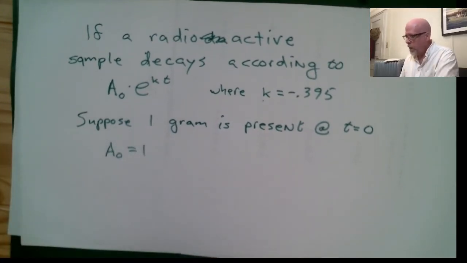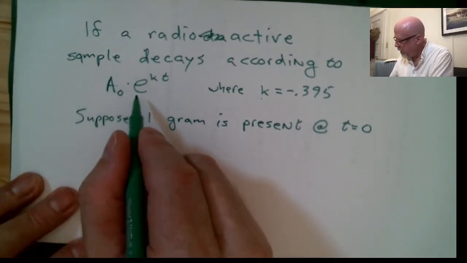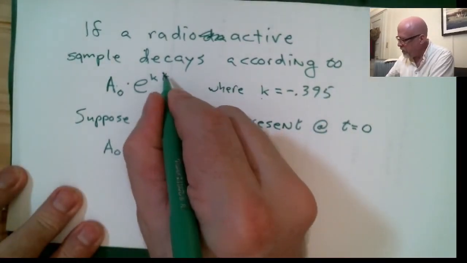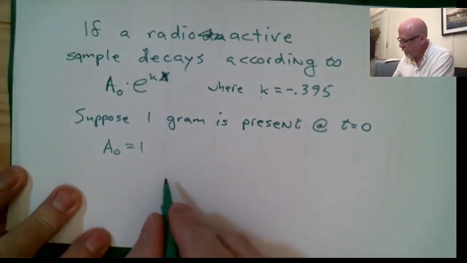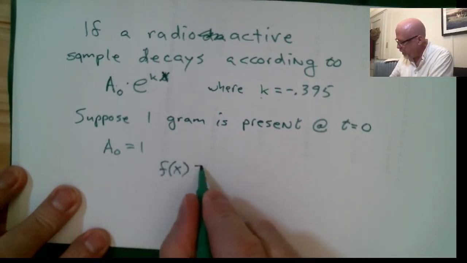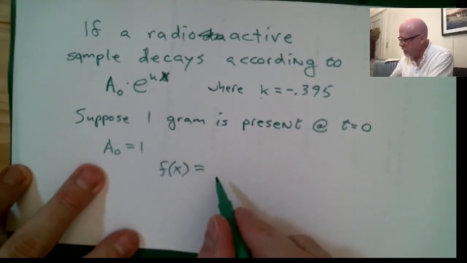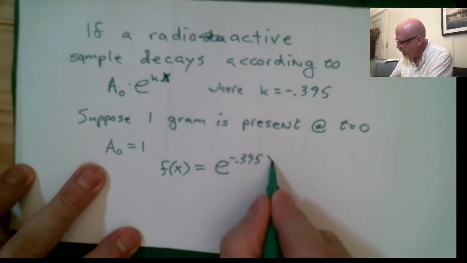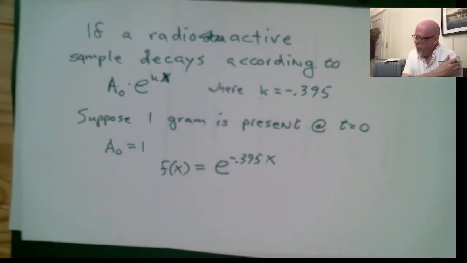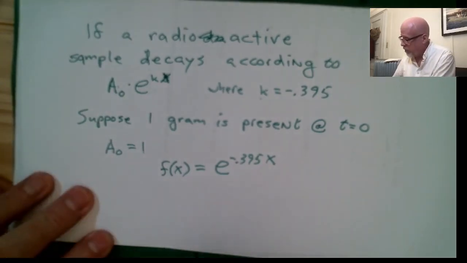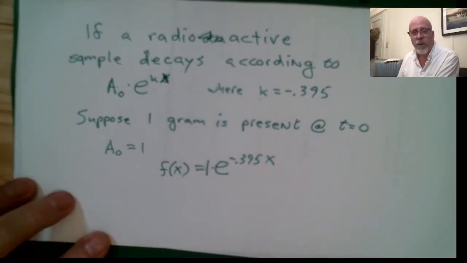Okay. So I've got 1 and e to a known number times t. You know, I'm feeling guilty about using t there. Let's just go back and say it's x. Okay. So our function of x now is going to be, no need to write 1 times, it's just going to be e to the negative 0.395 x. Can I somehow think about that in the a times b to the x form? Well, it's actually in that form already. There's a 1 out front that we didn't even bother to write.